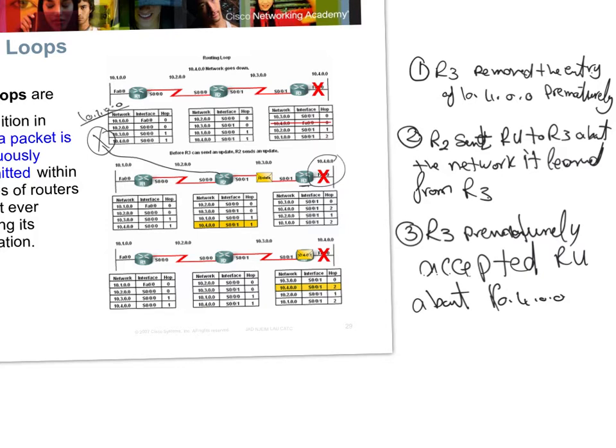So how do we summarize? R2 will redistribute information about the failed LAN to the router that it originally learned it from. This is incorrect route redistribution. So R2 sent information about the network to the one that it actually learned it from. R3 here incorrectly crossed this route from the routing table and accepted a new route about this network from another router. So that's all.